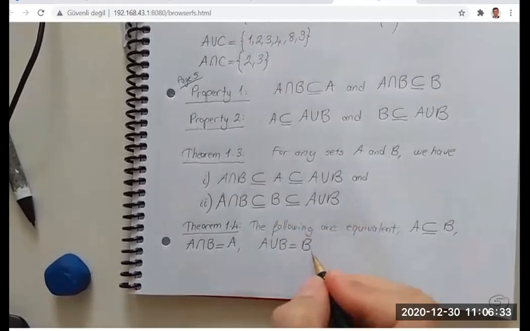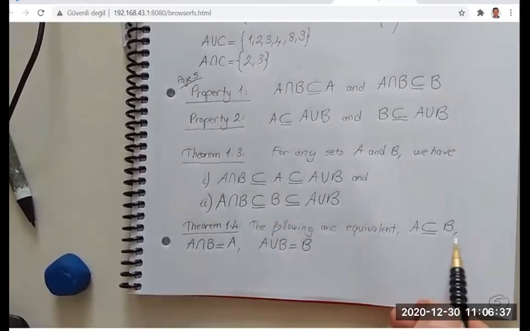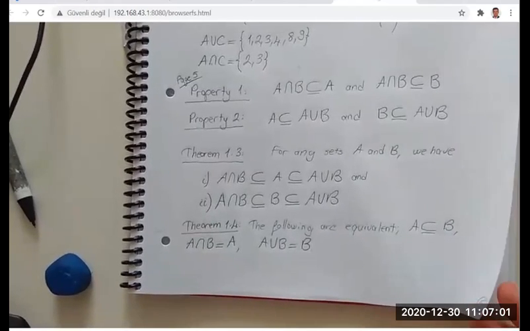So this is also clear, right? If A is a subset of B, it means A intersect B will be exactly equal to A, and A union B is going to be equal to B. So this is theorem 1.4. Any question? And I said yes, clear. Okay, thank you.